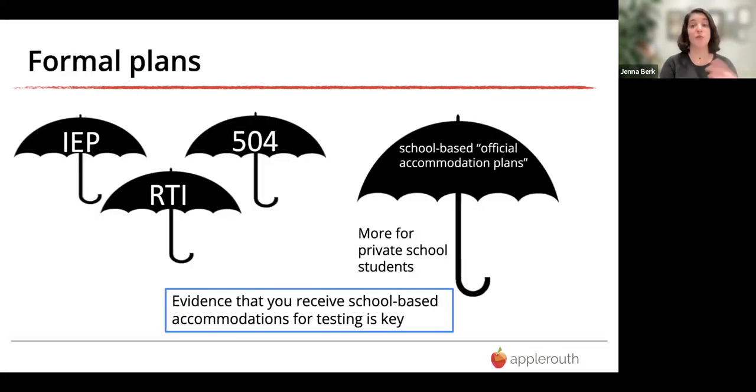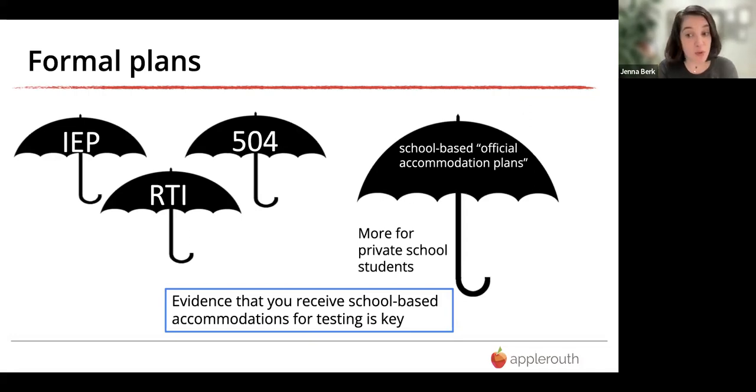And then you get the formal plans. So once you've been tested, depending on the school system or what exactly you need, you may be eligible for one of these plans. So an IEP, an individualized education plan, a 504, or an RTI, which is a response to intervention, which is an educational strategy used in schools. So those are all designations that you may see or be familiar with.